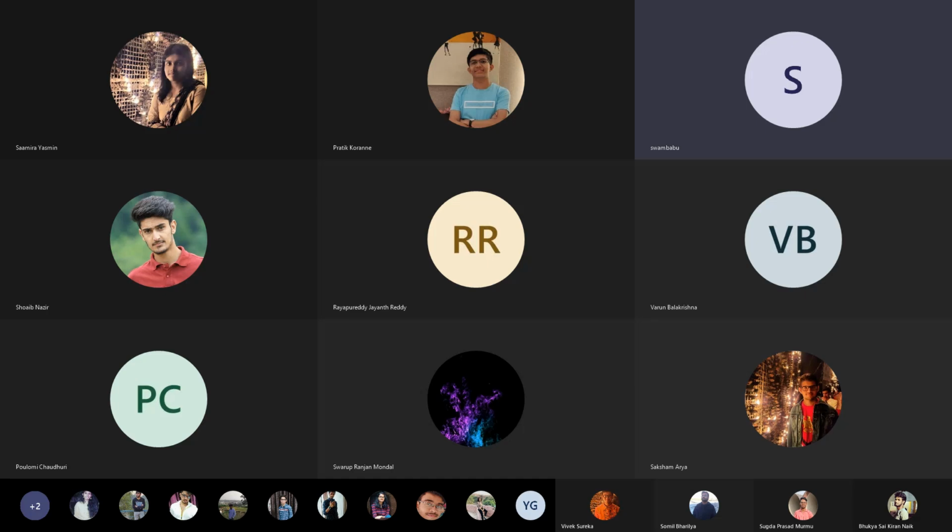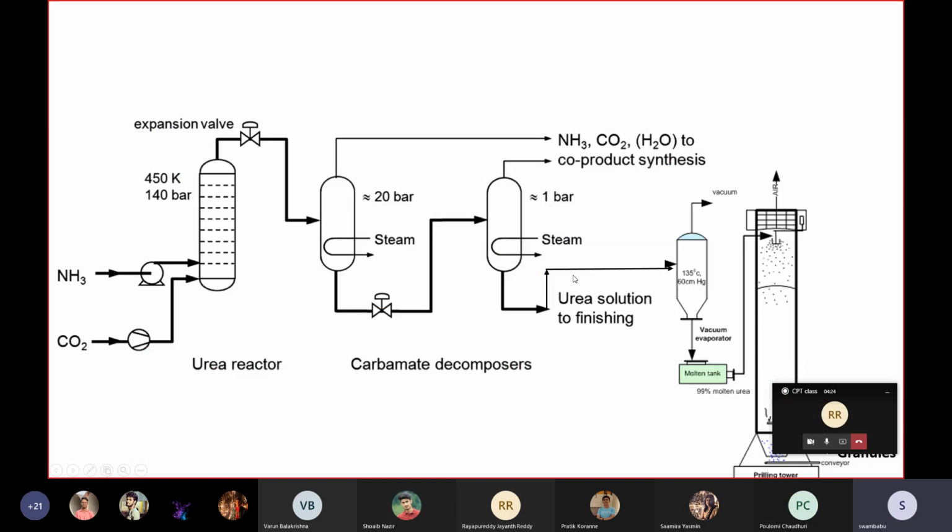Ammonia and CO2 enter at high pressure, almost 140 bar, and a temperature of 450 Kelvin, introduced into this ammonia reactor. A typical urea reactor is like a plug flow reactor. In the reactor, ammonia reacts with carbon dioxide and forms ammonium carbamate. Ammonium carbamate further converts to urea and water.